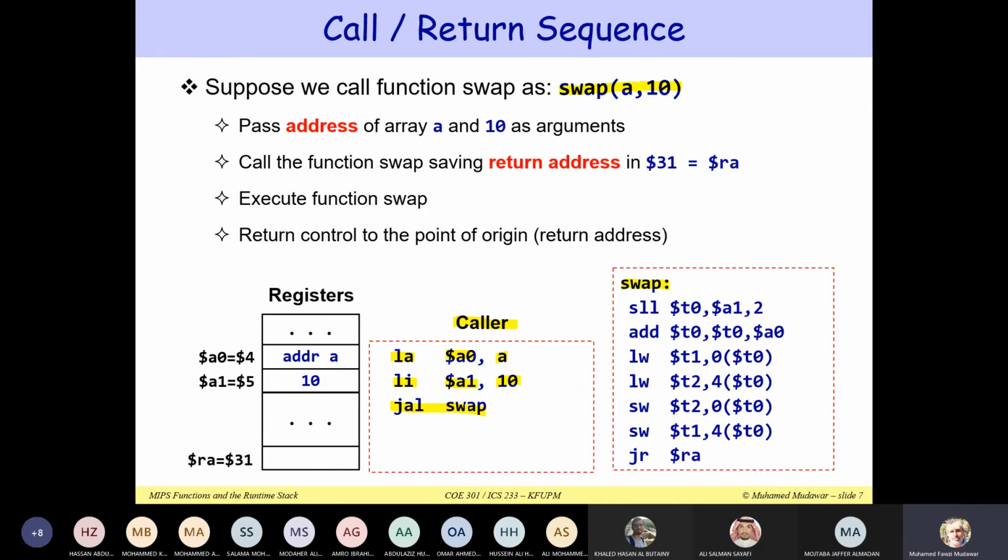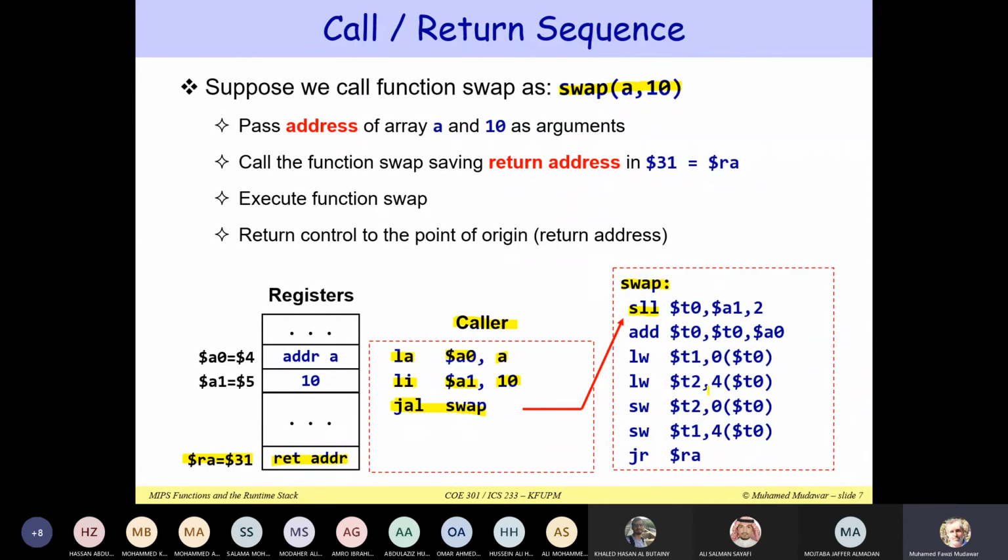So jump and link is going to make the call to the function swap. It does 2 things. It does a jump, but also a link. It will jump to the first instruction inside the function swap, which is this shift left logical. And at the same time, it is going to save the return address in register RA. Register RA is register number 31, the last register in the register file.